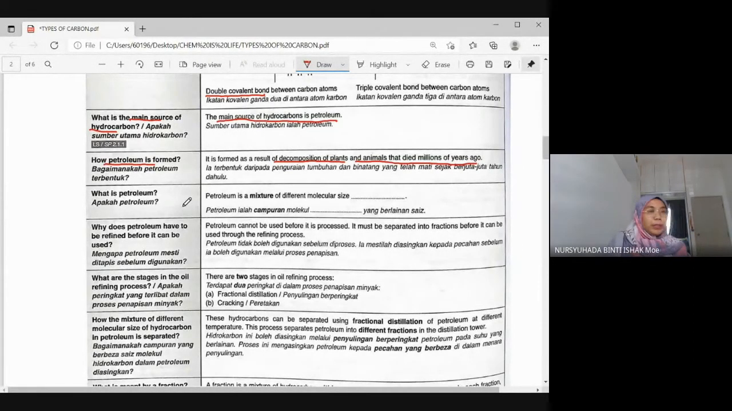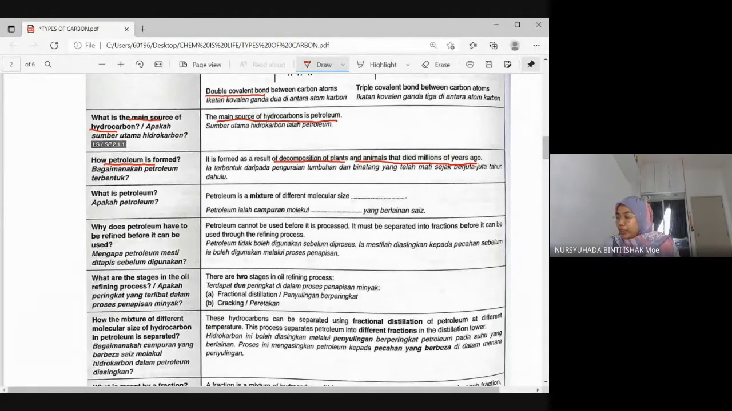Okay, so what is petroleum guys? So actually petroleum, terima kasih Teguh, dekat Kertih, dekat Kemaman pula. Kertih, thank you. Dekat Kertih Terengganu, betul. Sorry, dekat Kertih NG, that's why tak jumpa. Okay, what is petroleum guys?